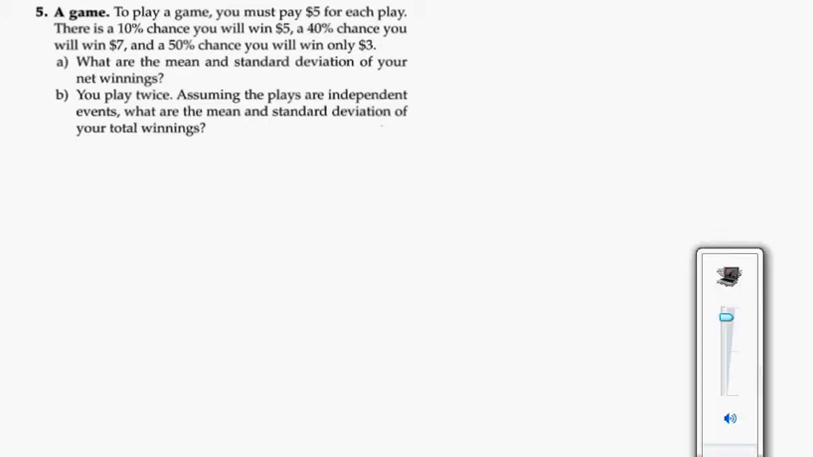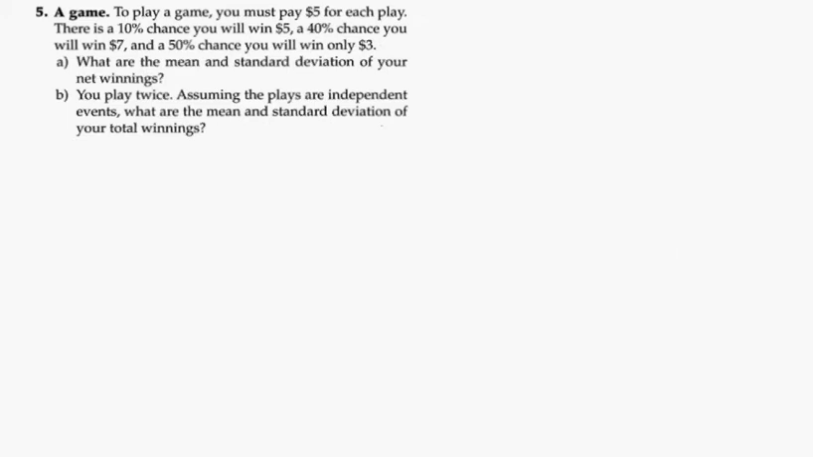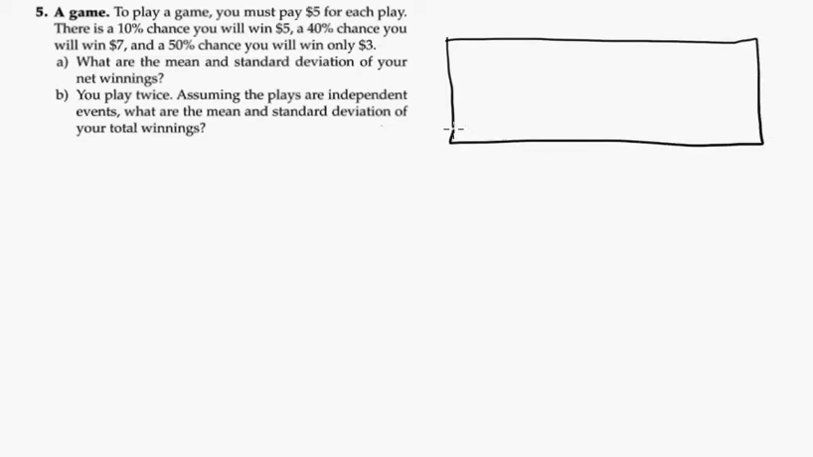This is problem 5 of Unit 4. Unit 4 review. Okay, so it looks like from this we're playing a game. They want us to find the mean and standard deviation. So I think we're going to need a probability model for this game.